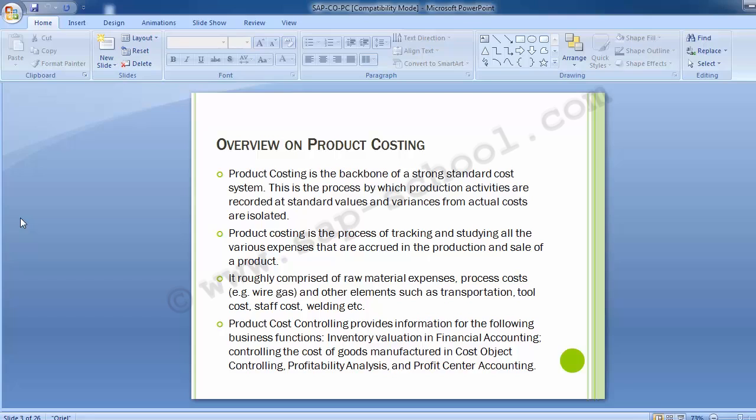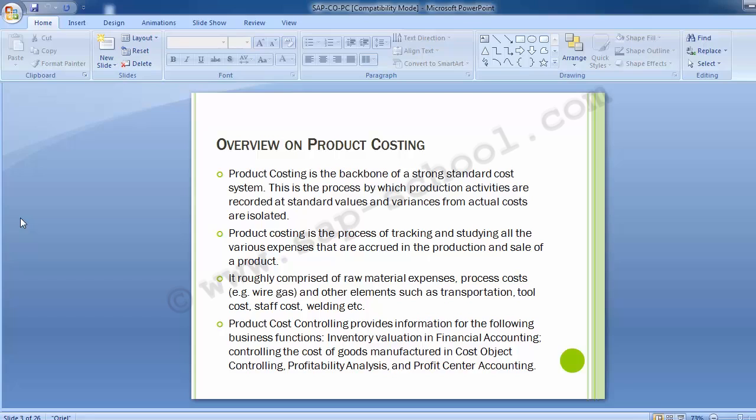expenses. Product cost controlling provides information for the following business functions: inventory valuation in financial accounting, controlling the cost of goods manufactured in cost object controlling, profitability analysis and profit center accounting.